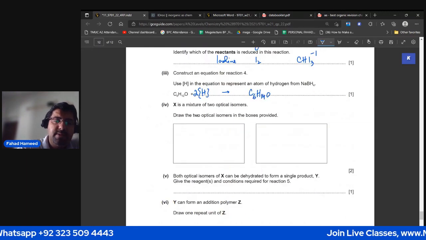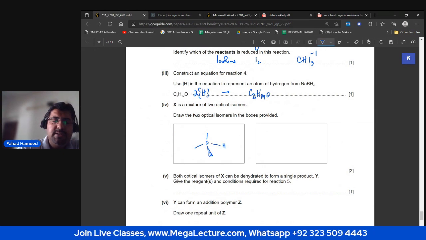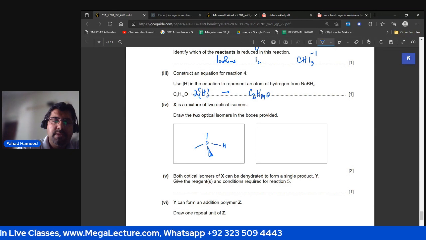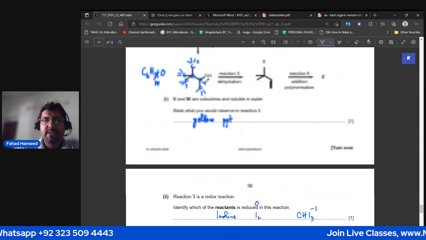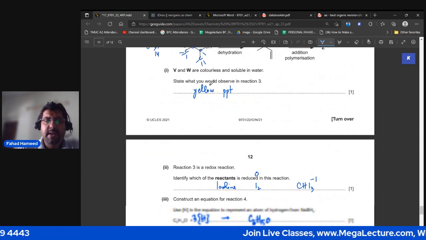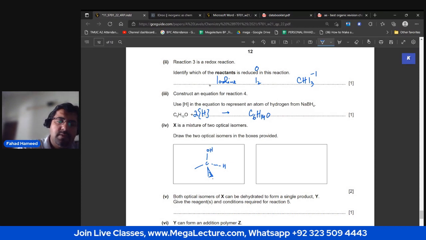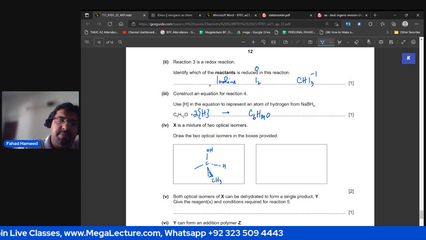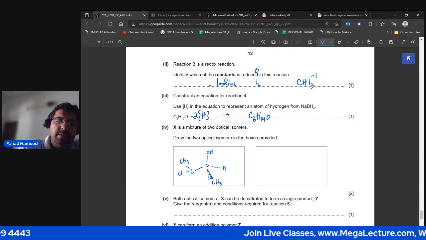So I'm going to draw the chiral center. I've forgotten the molecule. Just a second. So this carbon over here had an OH, it had an H, and it had a CH3, and it had a CH3, and it had a carbon which had three CH3s that were bonded to it.